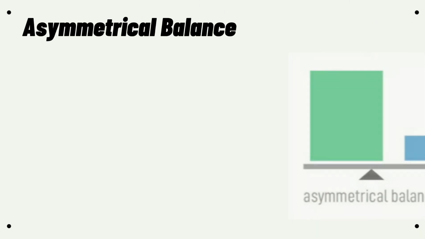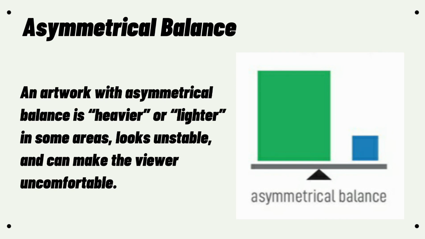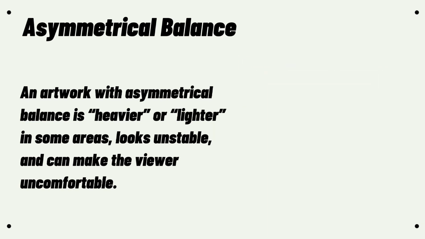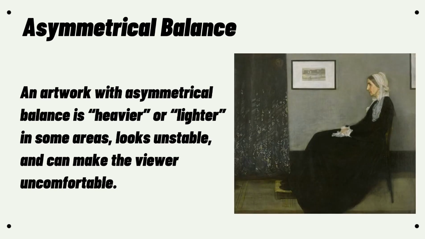Asymmetrical balance is heavier or lighter in some areas, looks unstable, and can make the viewer uncomfortable. Asymmetric balance adds a dynamic look to artworks and often draws attention to focal points in the composition. For example, in this painting, the artist balanced the heavy black figure on the right with a curtain on the left. If the curtain were a different size or a different color, the balance would be thrown off.